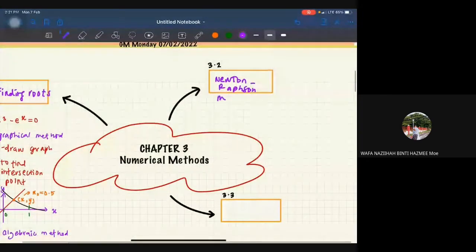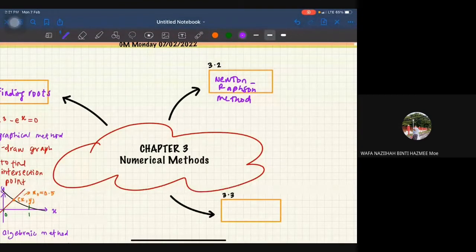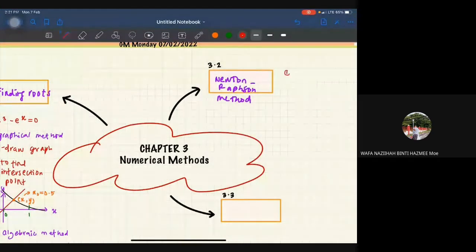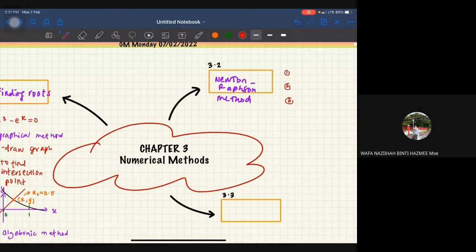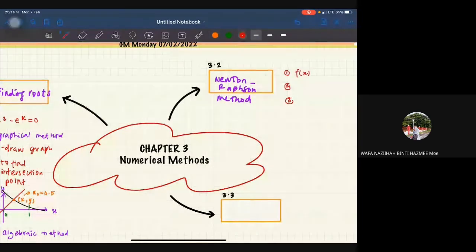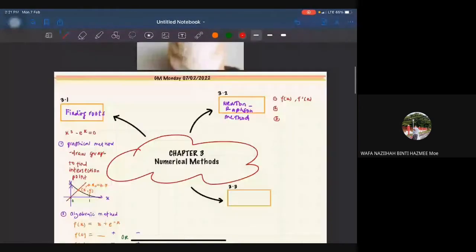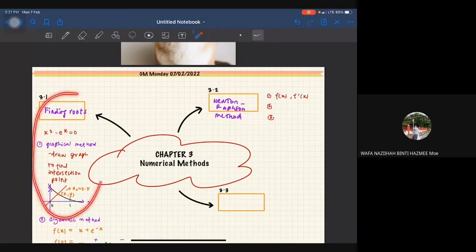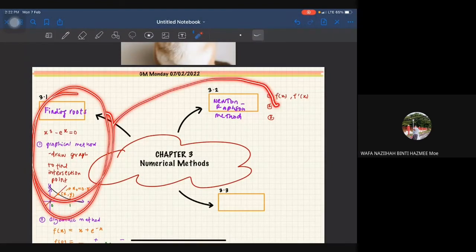Newton-Raphson method. Okay, so dalam Newton-Raphson method, kita ada 3 step. Kalau tak silap saya, we have 1, 2, 3 steps altogether. Okay, so for the first one, step kita adalah awak mesti cari f(x) and also f prime of x. Okay, and then second step, awak akan guna daripada sini yang awak dah cari root tadi, awak masukkan ke sini. Okay, so guna je balik.